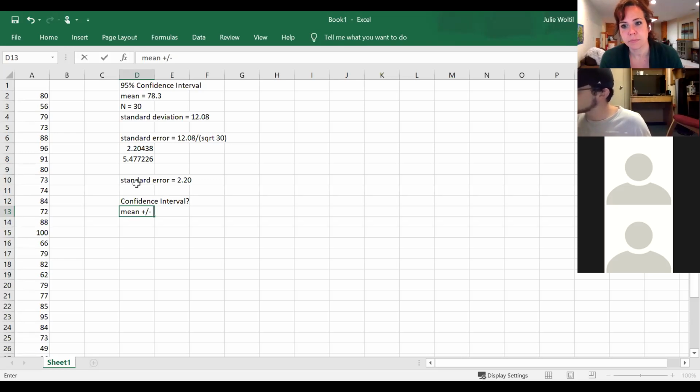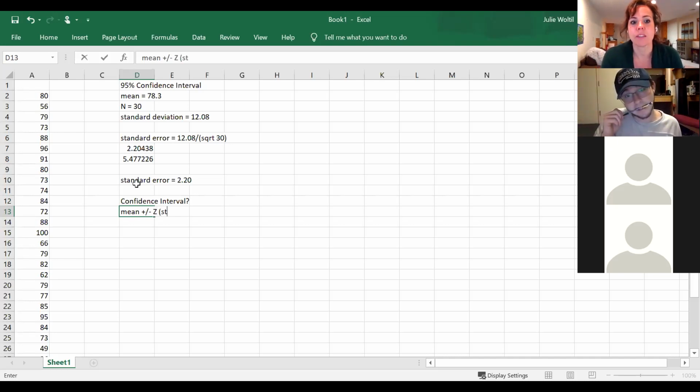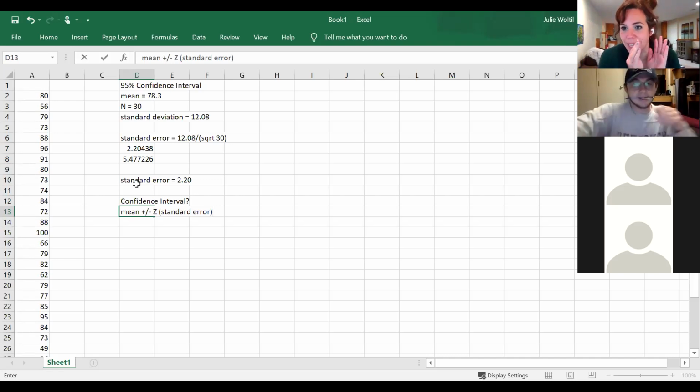The, what is it called again? The Z? Yep. Oh, you're gonna say Z times the standard error. Yeah. Okay, so that's the formula I'm working with. I'm not using the fancy writing because we're on the computer, but that's the gist of it, okay?